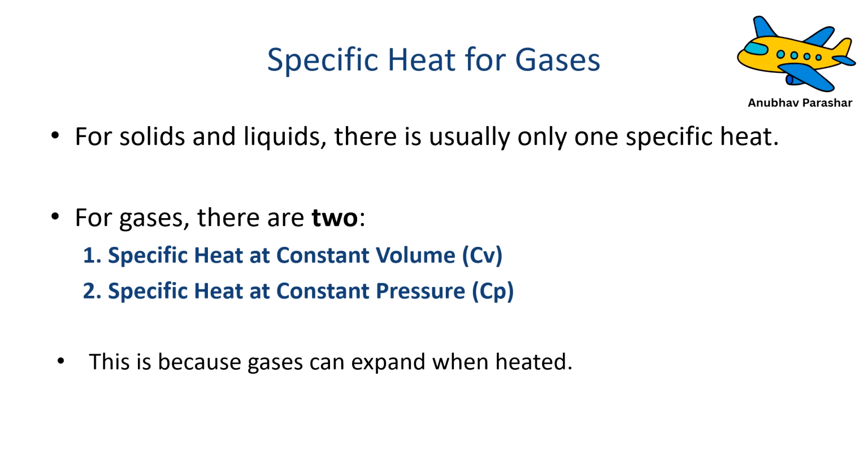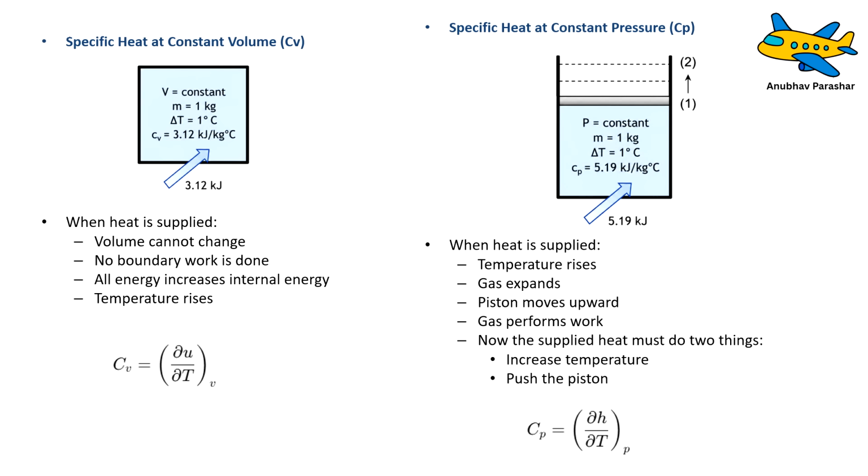Now, why are there two? The primary reason is that gases expand when we heat them, unlike solids and liquids, which do not have much considerable change in volume. If we heat them, gases can have massive expansion, a massive change in volume, when they are being heated. And that is the reason we have two different specific heats. Let us try to understand why there are two, and what is the difference between the two.